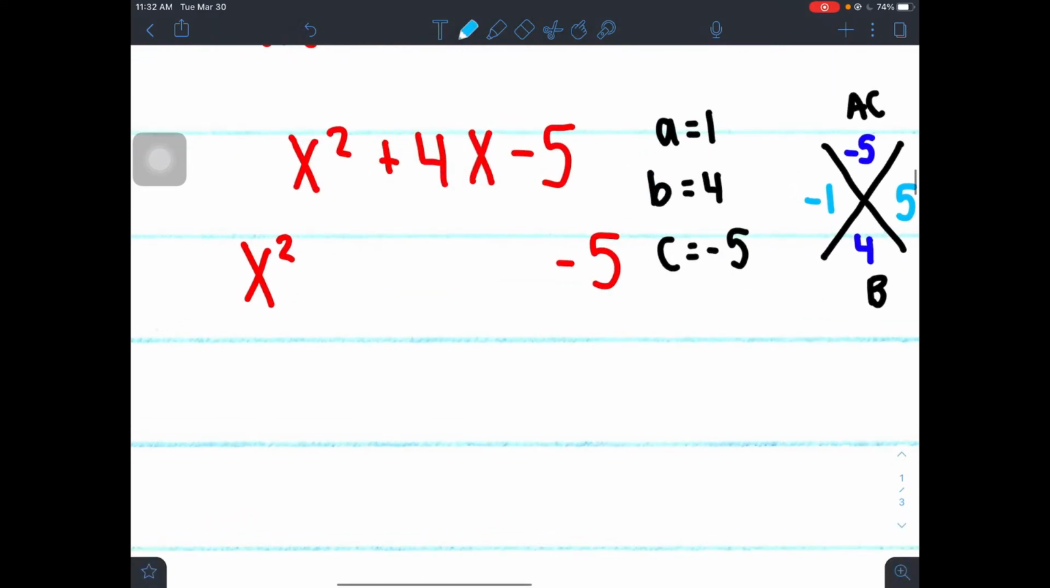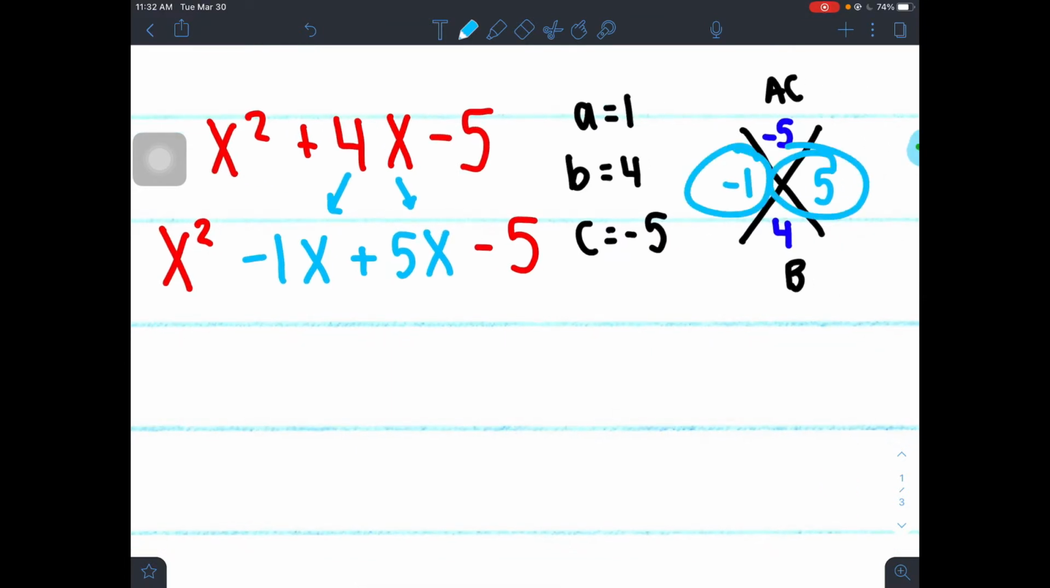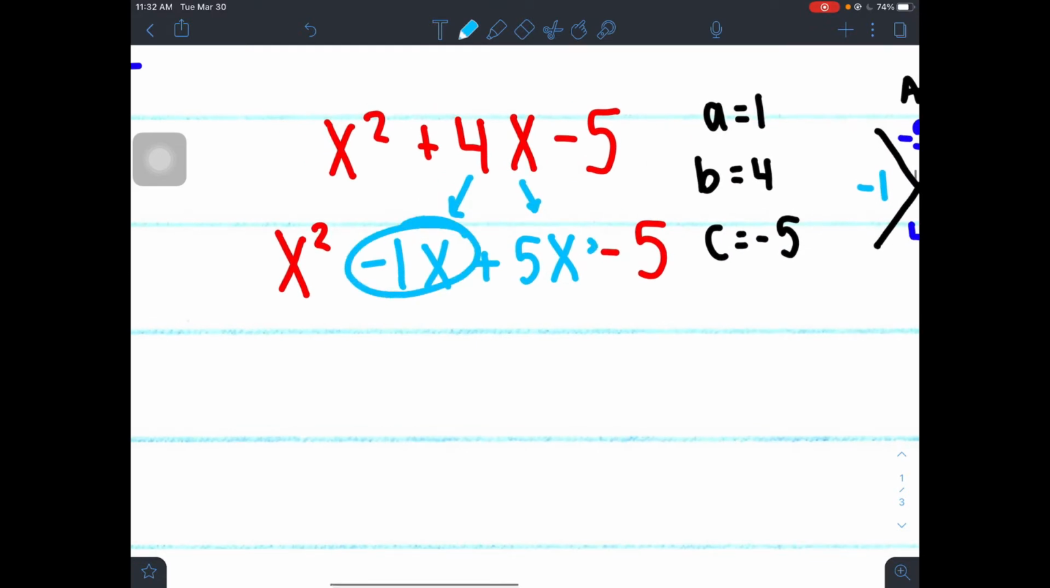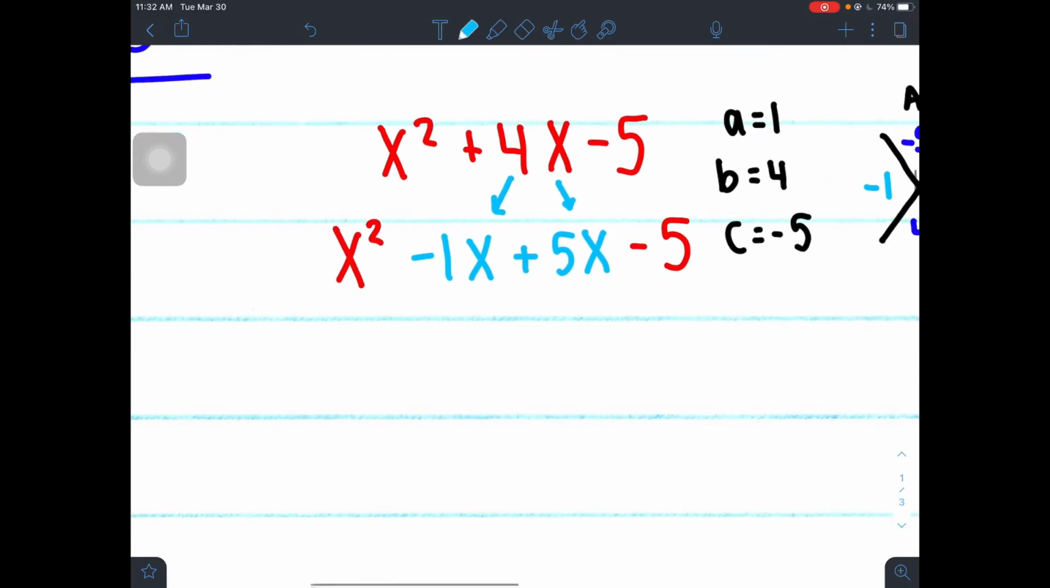So the first term here we're going to replace with the 4x. It's going to be negative 1x and then positive 5x. Now where did I get those numbers? Again, those are our magic numbers over here. We did not get them from anywhere. And just to prove to you, remember, negative 1 and positive 5 does make positive 4, so we haven't changed anything here. We're just uncombining the like terms that were there.